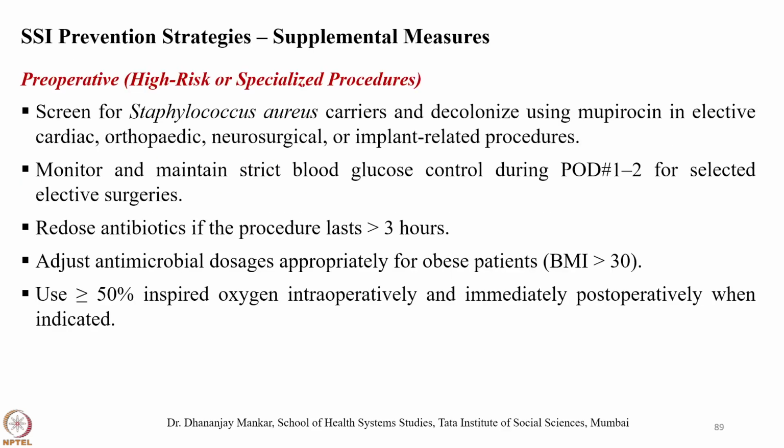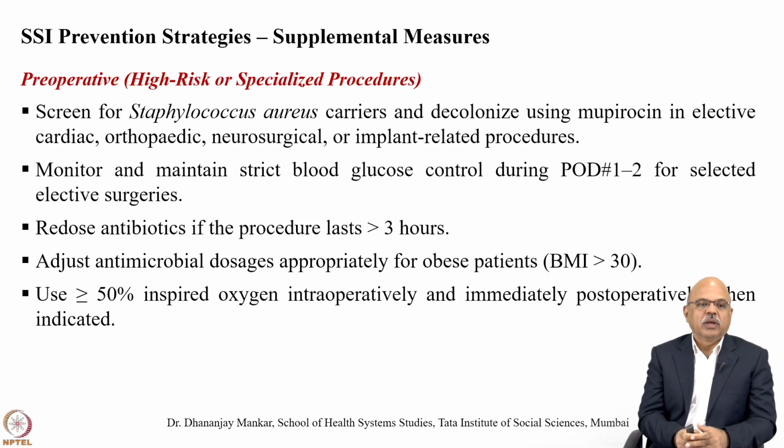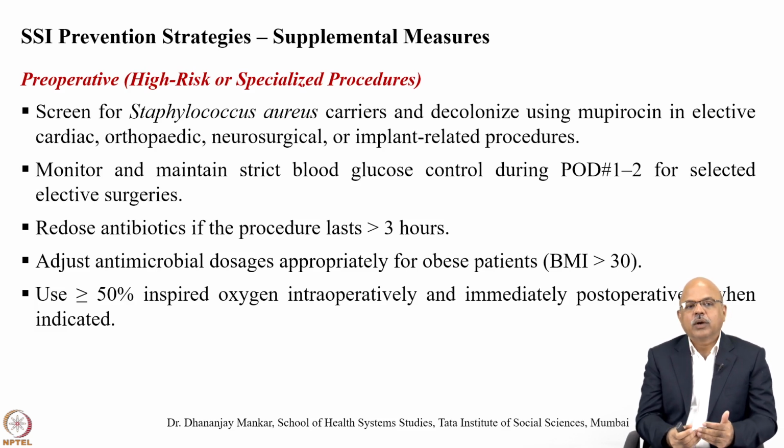Surgical site prevention strategies can be supplemented with additional measures. Pre-operatively, for high risk or specialized procedures, screen for Staphylococcus aureus carriers, which is a major burden, and decolonize using mupirocin in elective cardiac, orthopedic, neurosurgical or implant related procedures. Monitor and maintain strict blood glucose control during POD 1 to 2 for selected elective surgeries.